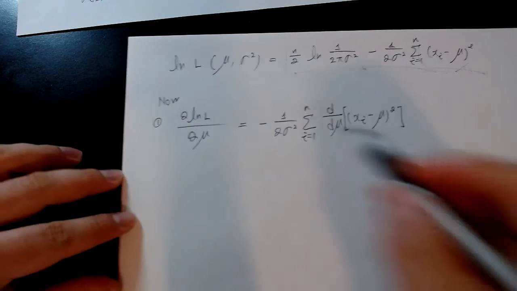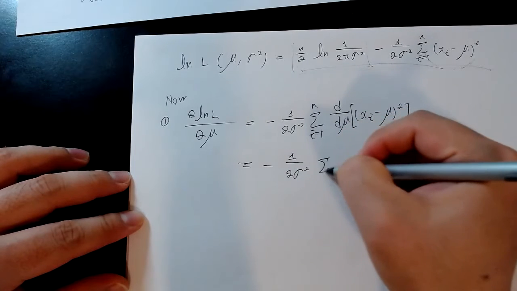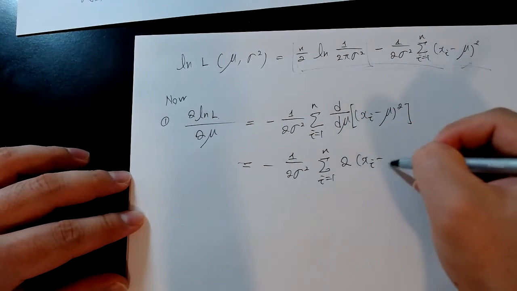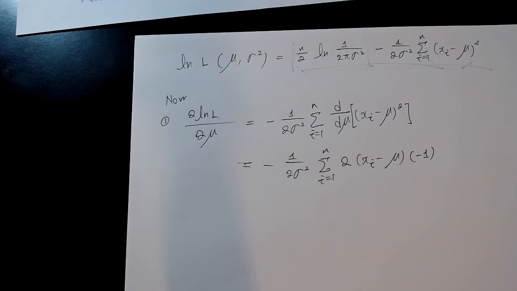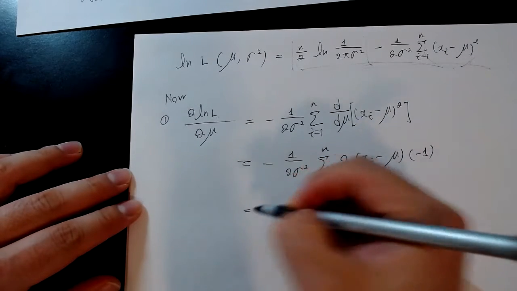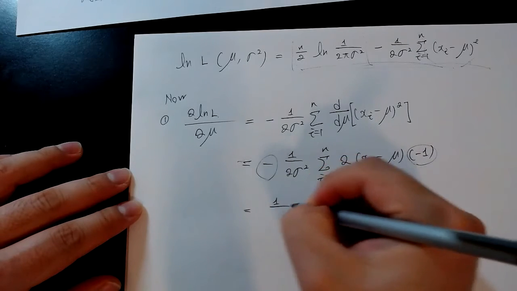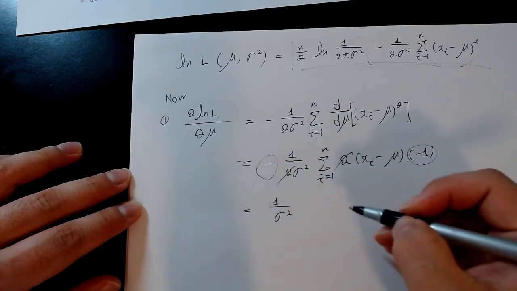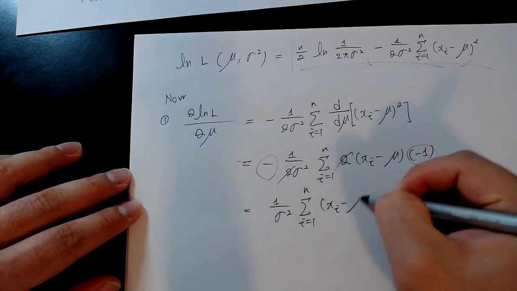So now that is equal to negative 1 over 2 times sigma square, and then summation i equals 1 through n, and then 2 times (x_i minus mu), and then times negative 1. So guys, this is applying the chain rule. Okay, applying the chain rule, we got this. So that is equal to, there's a negative 1 and the negative sign, combine them, we're going to get positive. So we got 1 over, and then the 2 and 1/2 cancel out, so we got 1 over sigma square, and the summation i equals 1 through n, x_i minus mu.